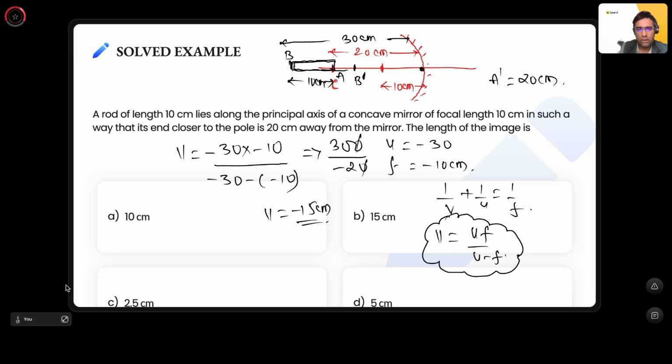So the length of this will be how much? 5 centimeter. All right. The length of the image A dash B dash will be 5 centimeter. So this will be my answer. All right.